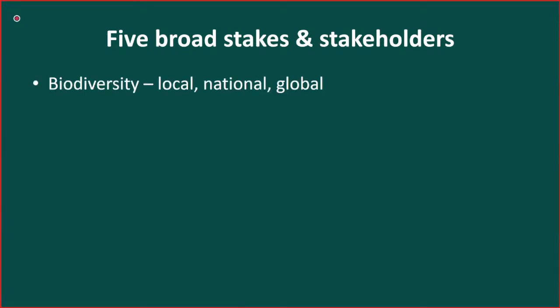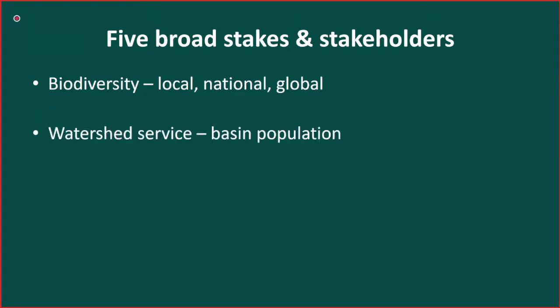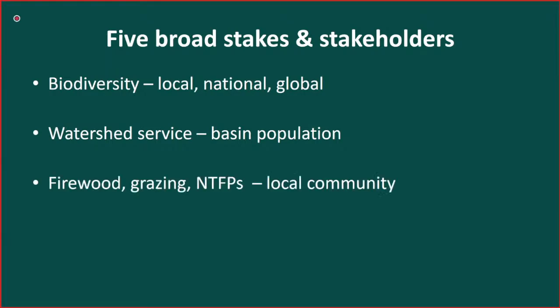So biodiversity can be seen as a stake for local communities, for regional, national, or global stakeholders. Watershed service is really something that forests provide in the basin. So it's the downstream communities that benefit from the watershed regulation that happens upstream. Firewood, grazing, non-timber forest products, something that benefits local communities which are within walking distance of the forest.